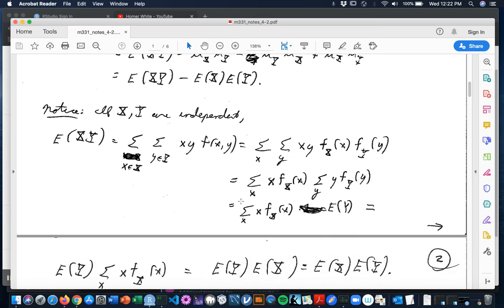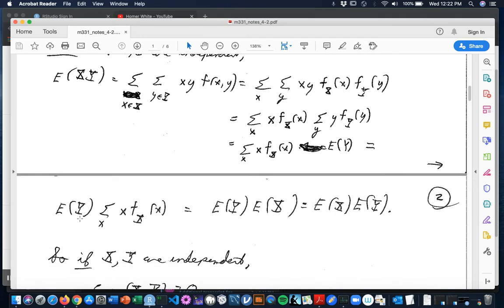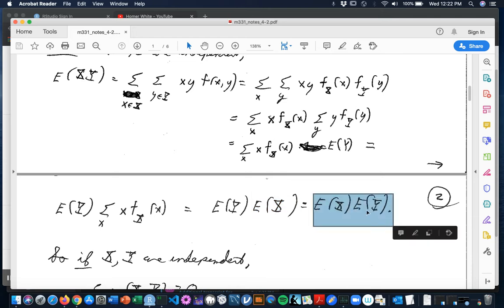Okay, so now you've got this sum over x's, the sum of this stuff. But in that sum, expected value of Y is just a number. So it can just factor right out of the sum. And then inside the sum of the x's, you are looking at the definition of the expected value of X. And I just like commutativity of multiplication here. So if X and Y are independent, the expected value of the product is the product of the expected values.